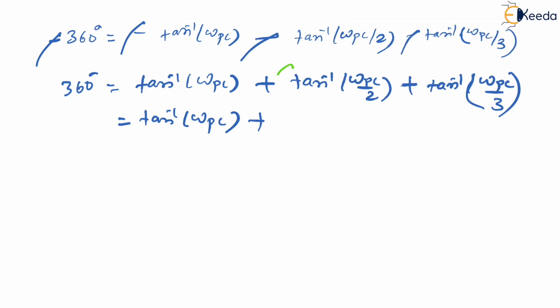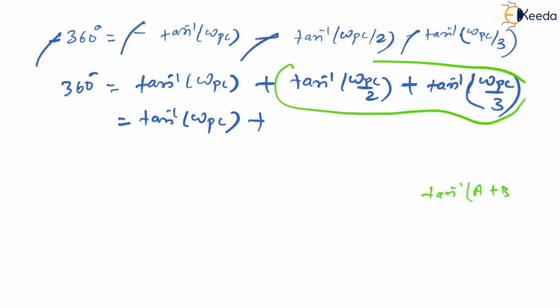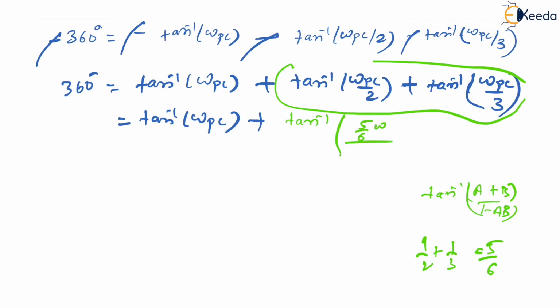What do I get then? If I combine these two, since there is a plus, it becomes tan inverse of a plus b upon 1 minus a into b. What is a plus b? 1 by 2 plus 1 by 3 is equal to 3 plus 2, which is nothing but 5 by 6. So definitely I will get tan inverse of 5 by 6 omega.